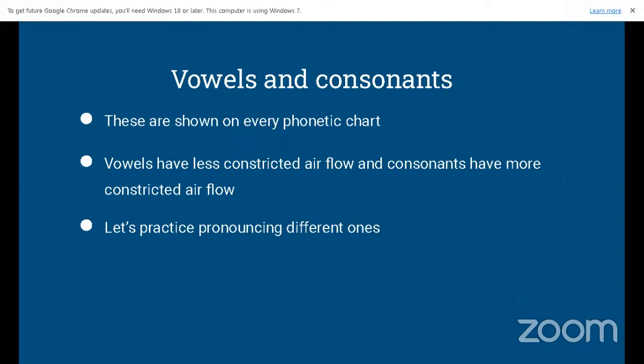In vowel sounds, there are two different sounds only. One is mono, one is diphthong. Mono is single.